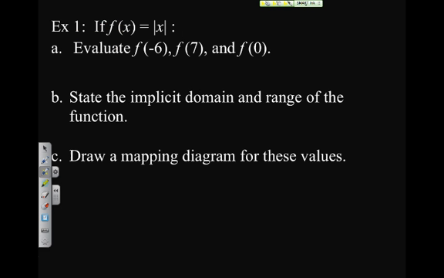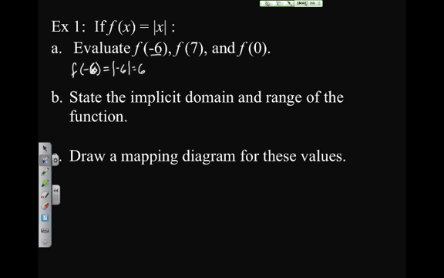So as we look at example 1, our function is given as f of x equals the absolute value of x, and we want to evaluate f of negative 6. What this means is that the negative 6 is our input value. So f of negative 6 is going to equal the absolute value of negative 6, and we know that that is 6. Oops, I put negative x. This should be negative 6. Sorry.